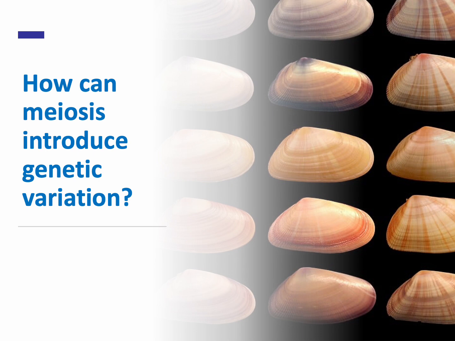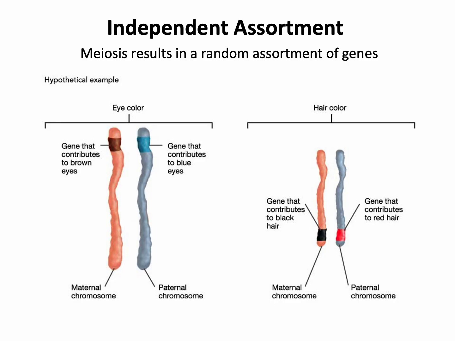Okay, so how does the process of meiosis introduce variation? Well, there's 2 main ways. The first is through the process of independent assortment. By splitting things up and not really knowing if you're going to get mom's version of a chromosome or dad's version of a chromosome, well, you get a random assortment of genes, and anything is possible.